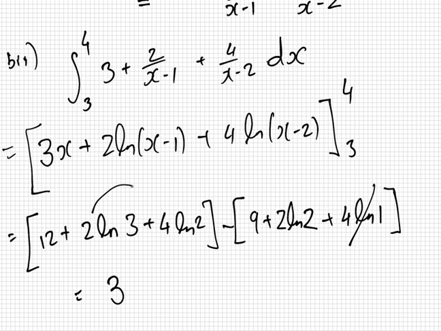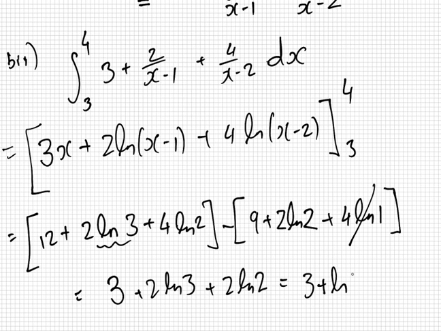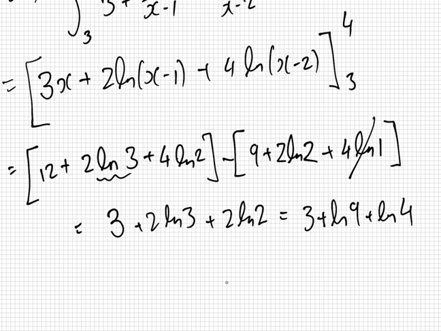I can bring the square up the top and the 4 up the top and the square up the top. Oh, I can add those together, can't I? I can't do anything with this one. Plus 2 log 3. 4 log 2 minus 2 log 2 is 2 log 2. So that would be 3 plus log 9 plus log 4. And then when you add logs together, you can multiply their arguments. So that would be 3 plus log 36.